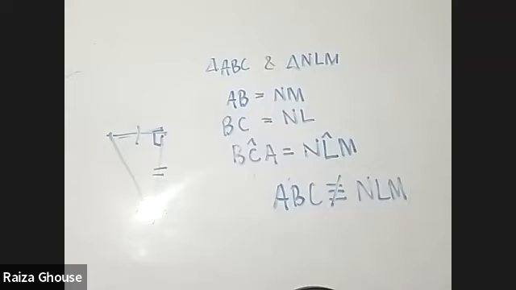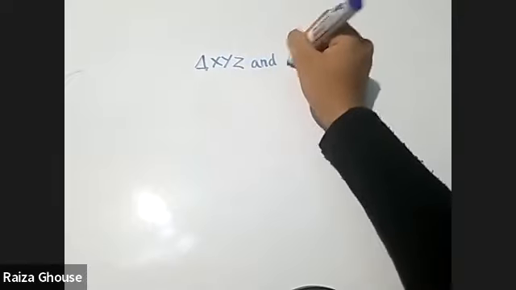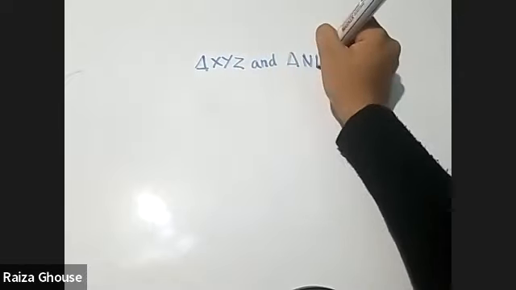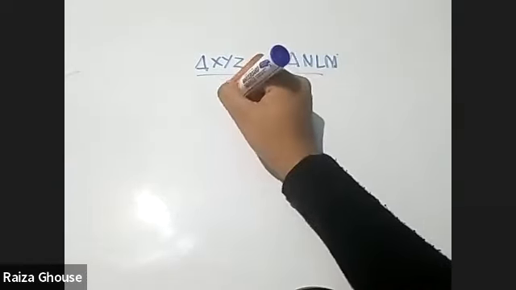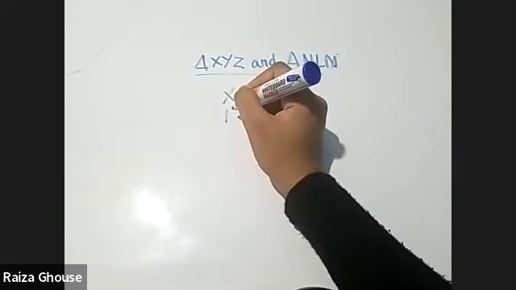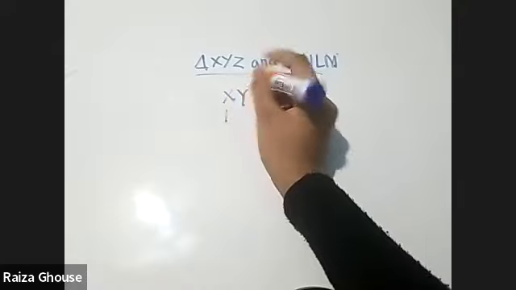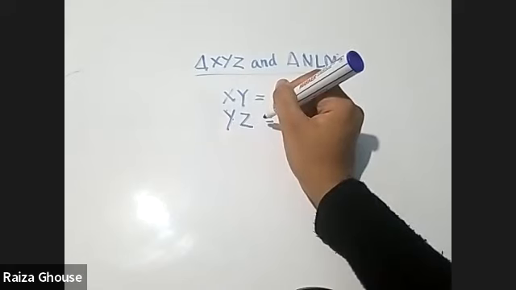Sabiha, tell me now, Roman number 4, are they congruent? Yeah. Okay, tell me if they are congruent. Help me to write down the data now. Triangle XYZ and triangle NLM. Okay, Sabiha, tell me, in XYZ, what are the data? XY is equal to which side in the triangle NLM?